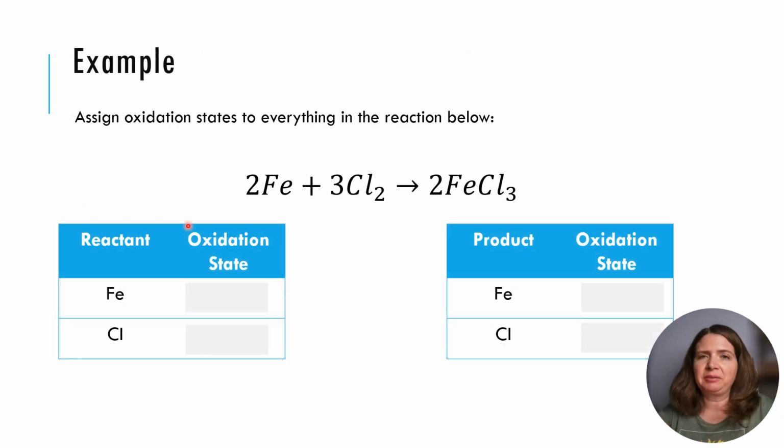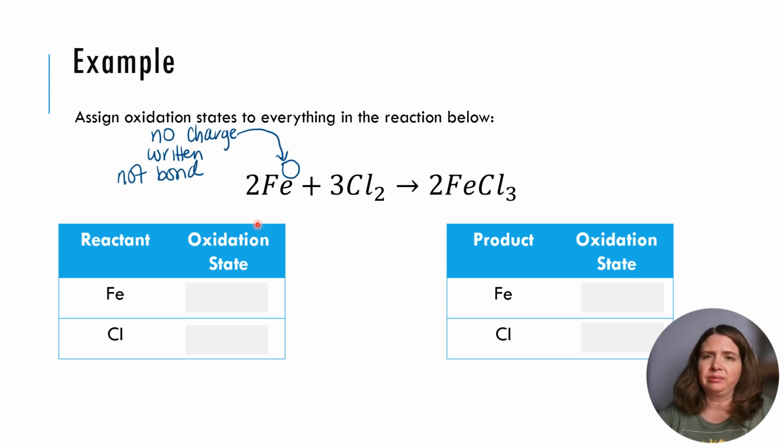Here's an example of a redox reaction that is also a combination reaction. Iron metal reacts with chlorine gas to form iron 3 chloride. Starting with the reactants, the iron is a pure element, not bonded to anything, and no charge is shown. Its oxidation state is 0.